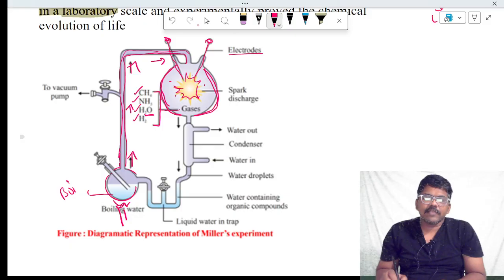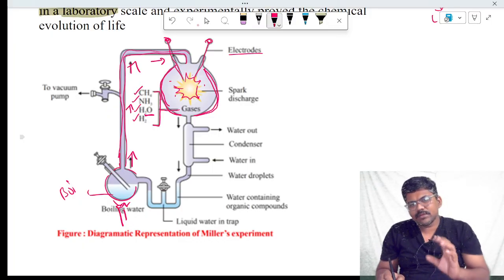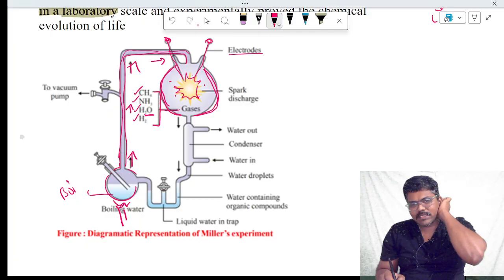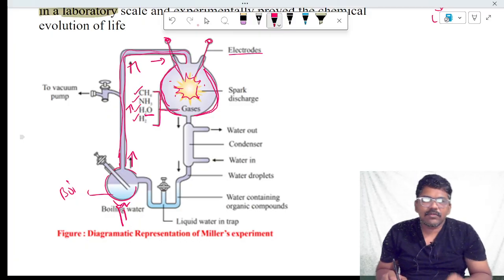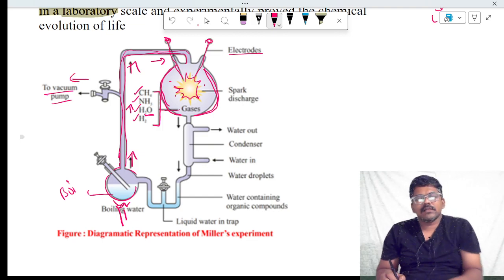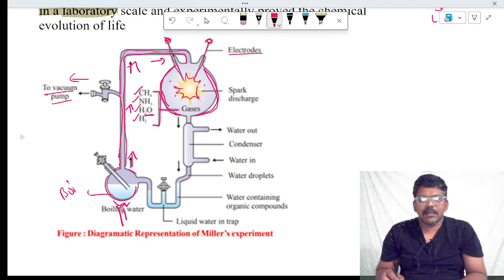Before starting the experiment, we have to create a vacuum. We have to remove all extra gases present in this flask. For that, we used one outlet to a vacuum pump, to remove everything present in the apparatus before the experiment starts. Next, another end of the flask he connected to a condenser.